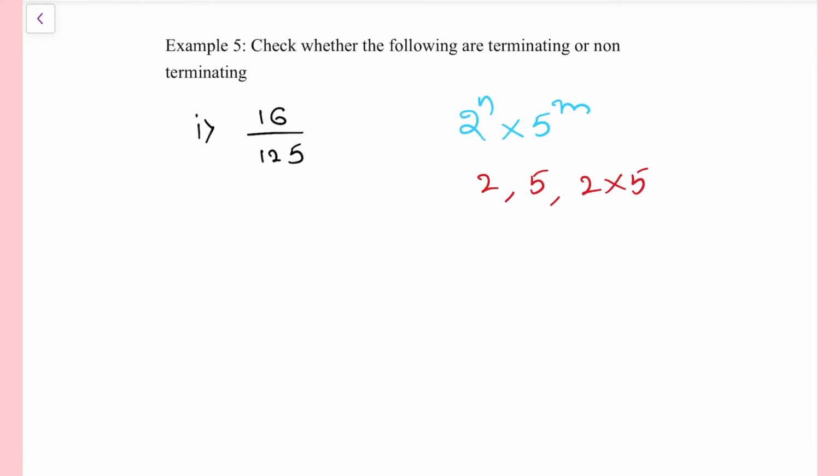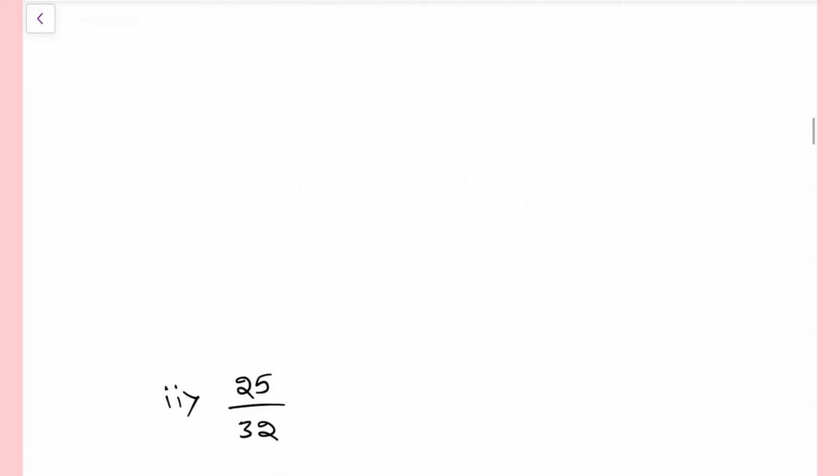Let us check this question now. 16 divided by 125. So 125 is nothing but 5 into 5 into 5. Here, if we observe the denominator, except 5, nothing else is there. So it will have a terminating decimal. Either 2 or 5 or both 2 and 5, then only terminating. Let us check one more.